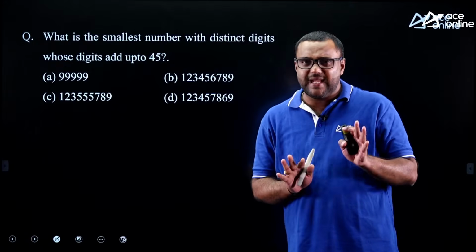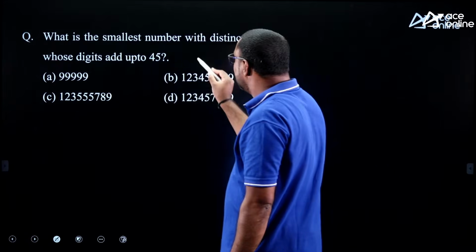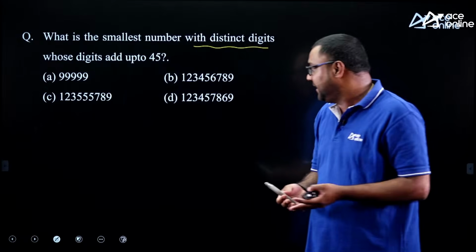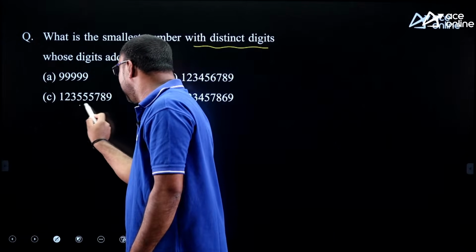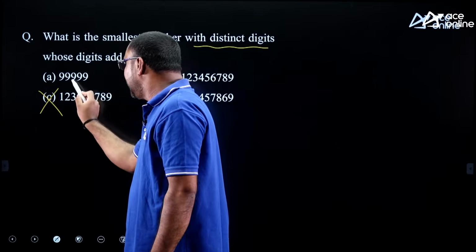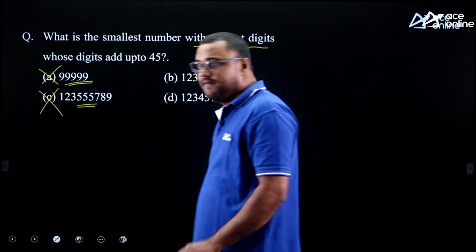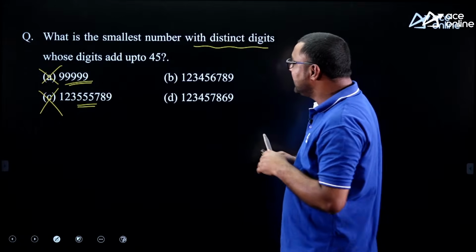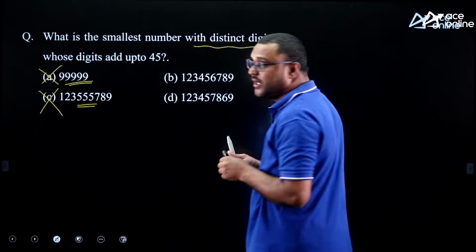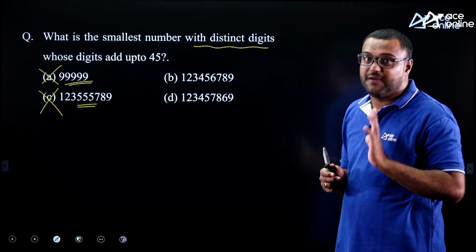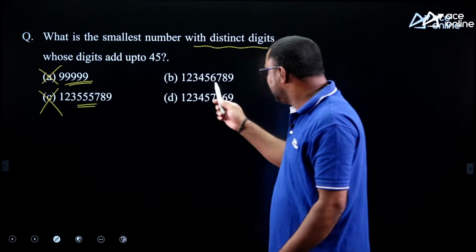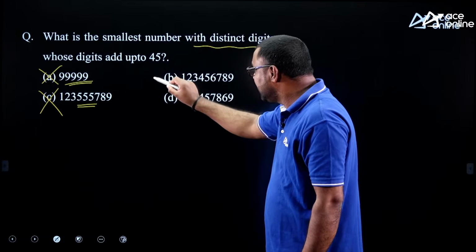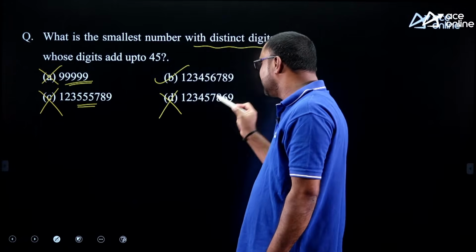Read the question carefully. This is a basic question. Here we have to find the smallest number with distinct digits. Digits should not repeat. Here if you observe this question, 5s are repeated, directly eliminated. Here 9s are repeated, directly eliminated. First with the word distinct digits, two options eliminated. Then what's the other thing? Sum must add up to 45. Sum of the digits must be equal to 45. Among these two, 5, 6, 7 and 5, 7, 8, 5, 6, 7 is smaller, 5, 7, 8 is bigger.